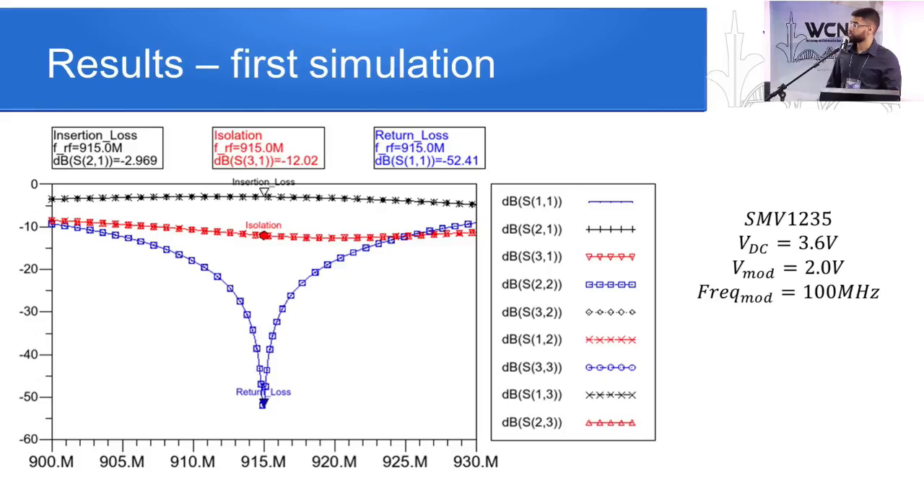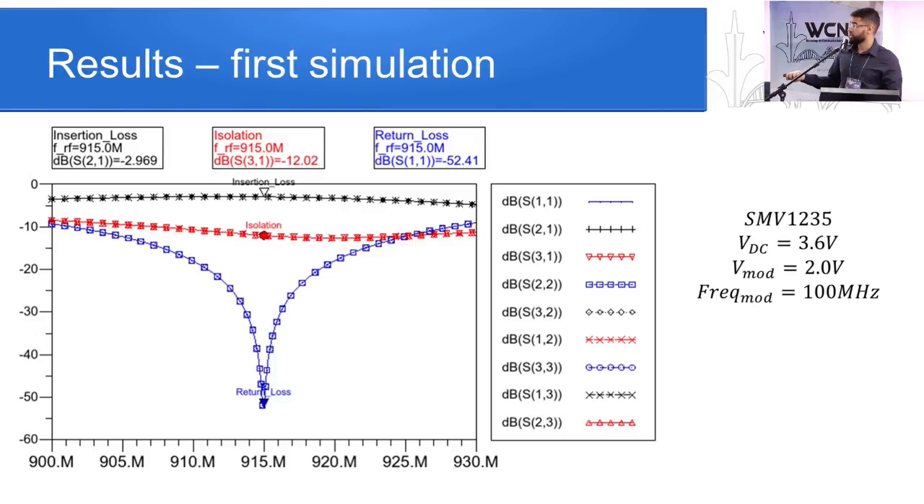And finally, our results. We did 4 simulations. In the first simulation, we put our central frequency at 915 megahertz, matched on 50 ohms. In this case, using the SMV1235 and these parameters here, we had this result. With this first result, we can see that the device operates like a circulator because S11 is equal to S22 and equal to S33. It means the insertion loss of all ports is equal.